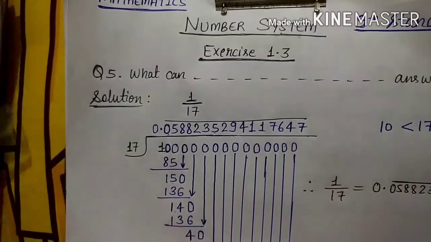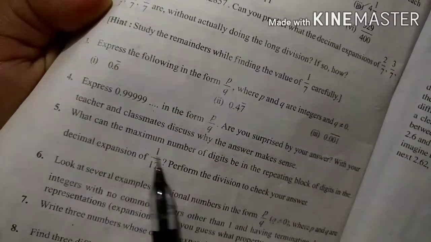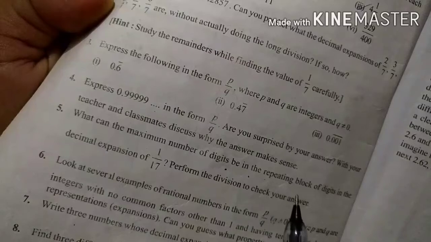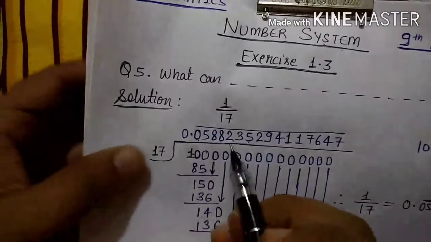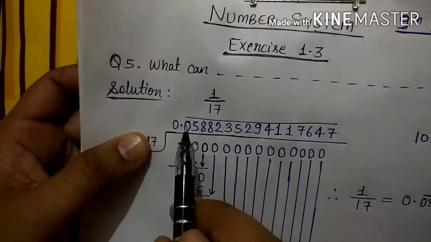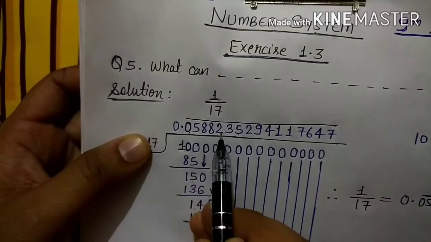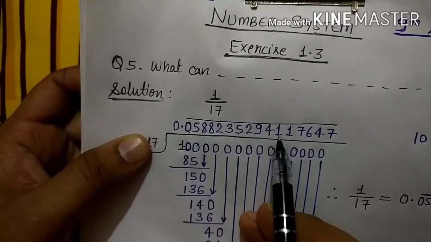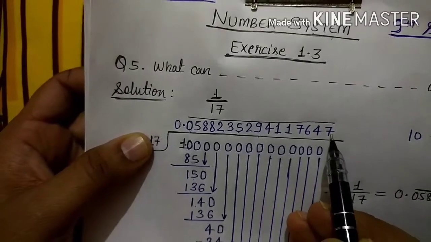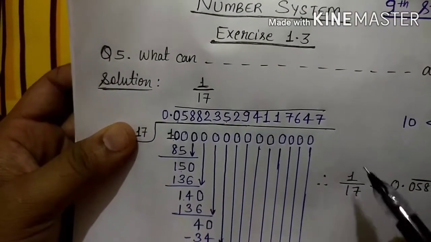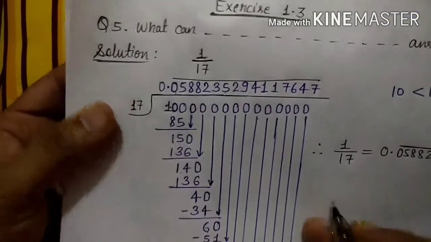Now what was our question given in the NCERT? Our question is question number 5. Let's check. What can be the maximum number of digits in the repeating block? So we have seen that all these digits will repeat. So just count them: 1 2 3 4 5 6 7 8 9 10 11 12 13 14 15 and 16. Therefore we can say the maximum number of digits in the repeating block will be how much?